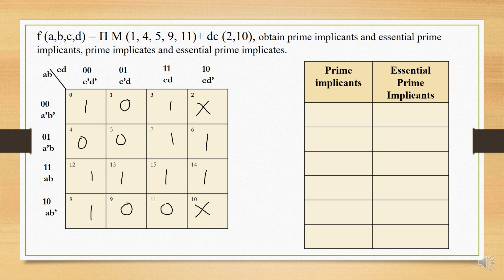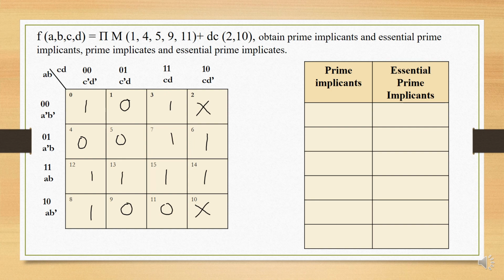Now, we already have seen in the previous video how to obtain the prime implicants and essential prime implicants. So, in the first part of the question, let us obtain the prime implicants and essential prime implicants, where we need to group the logic ones. All possible groupings we need to form here in order to obtain the prime implicants and essential prime implicants. So, let us form the grouping here.